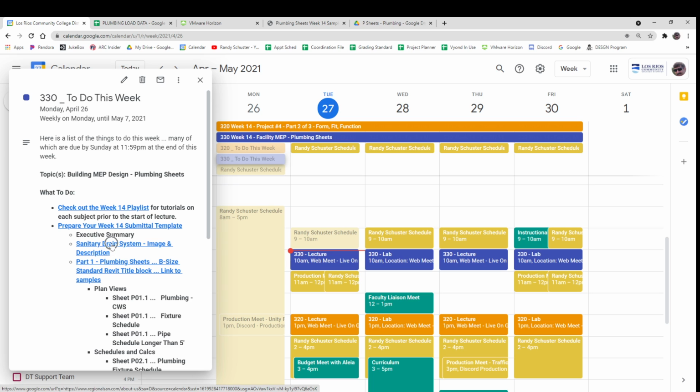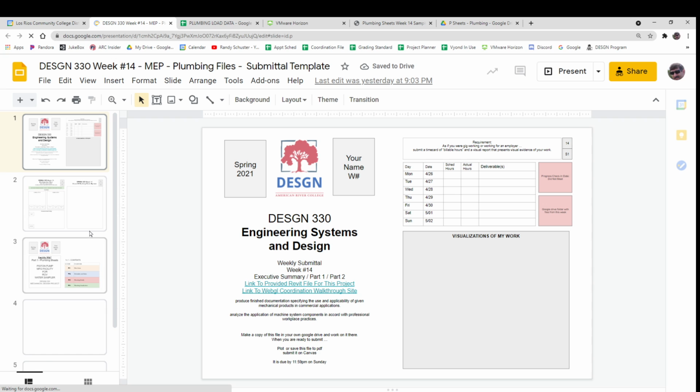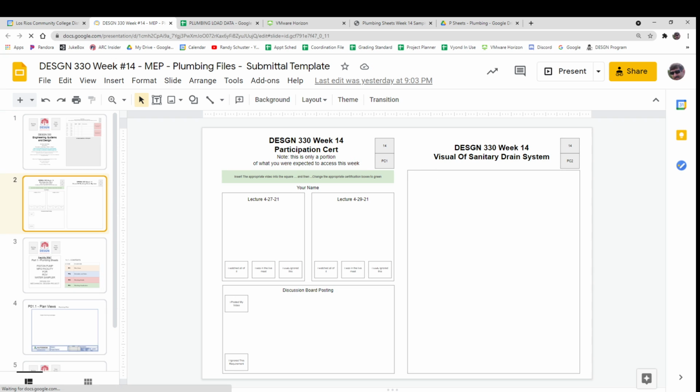So last week, some people didn't really quite do what the requirement was for, I'll show you, your submittal. This second page here, last week was a visualization of electrical system, and I was looking for how do you get from power generation all the way to the receptacle. And so that's what I was looking for here. This week, I'm looking for a visual of the sanitary drain system and an explanation of it.